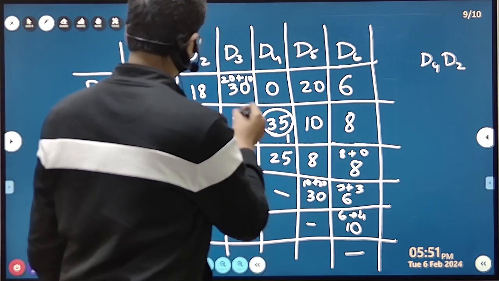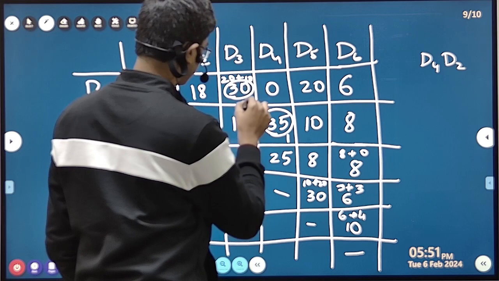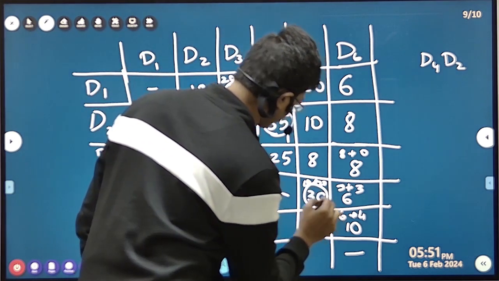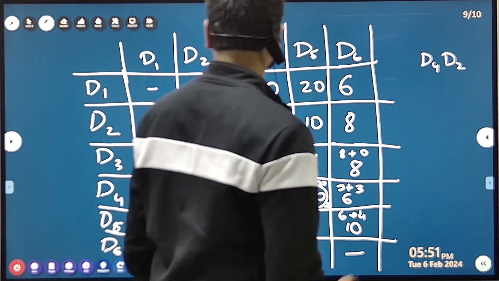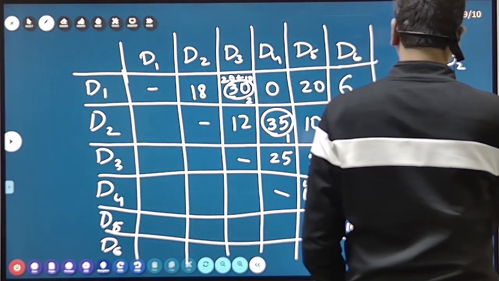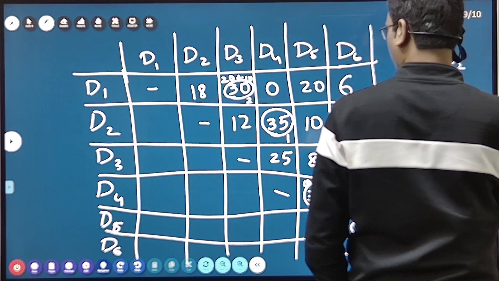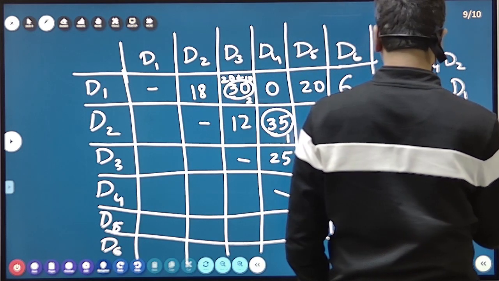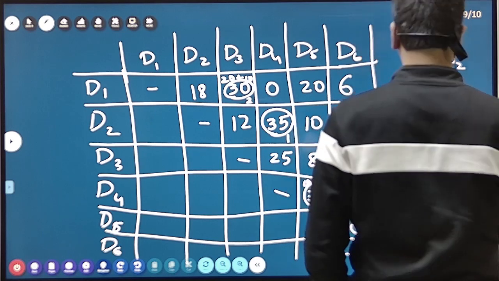Then we have 30s, right? So these two have a value of 30. D3 and D1, and D5 and D4, right?